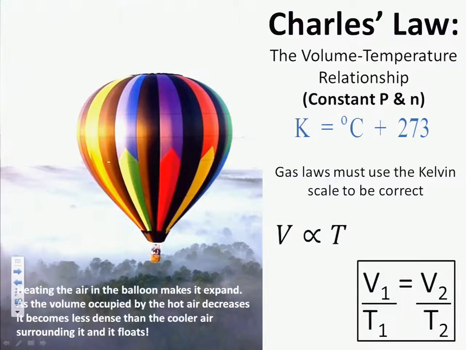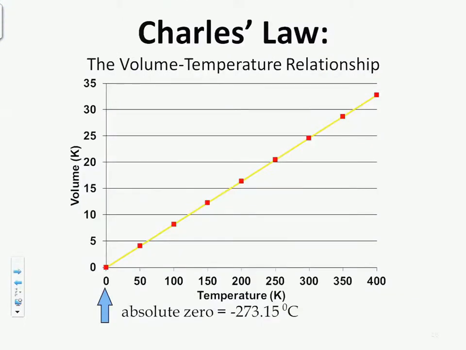You cannot use Celsius. If you use Celsius or Fahrenheit, every one of your math problems will be wrong. Okay? So make a note. This is super important. Never, ever, ever use degrees Celsius or degrees Fahrenheit for temperature. You must always use Kelvin if you want to use the gas laws and want them to be correct. Okay? Now notice our proportionality symbol again. Volume is proportional to temperature, which means as you increase volume, you're also increasing temperature, and vice versa.